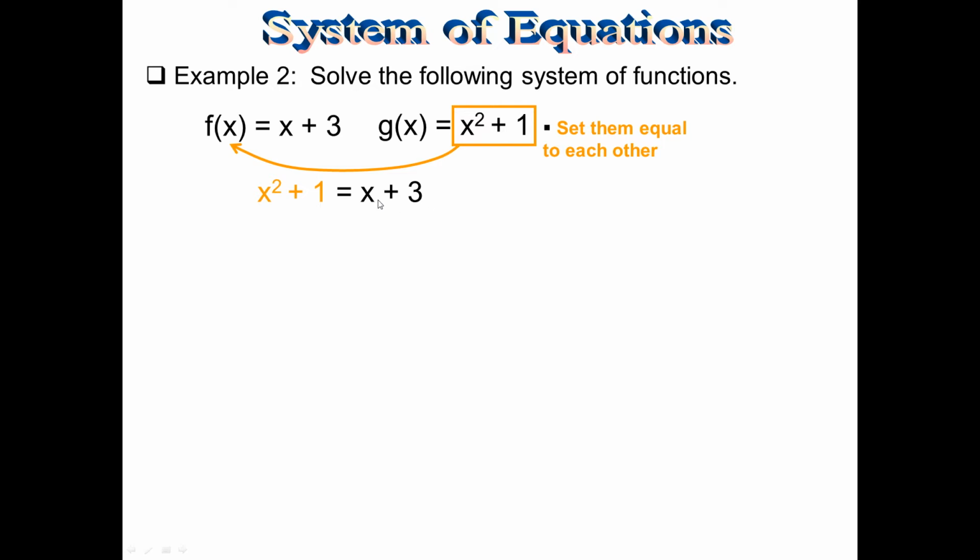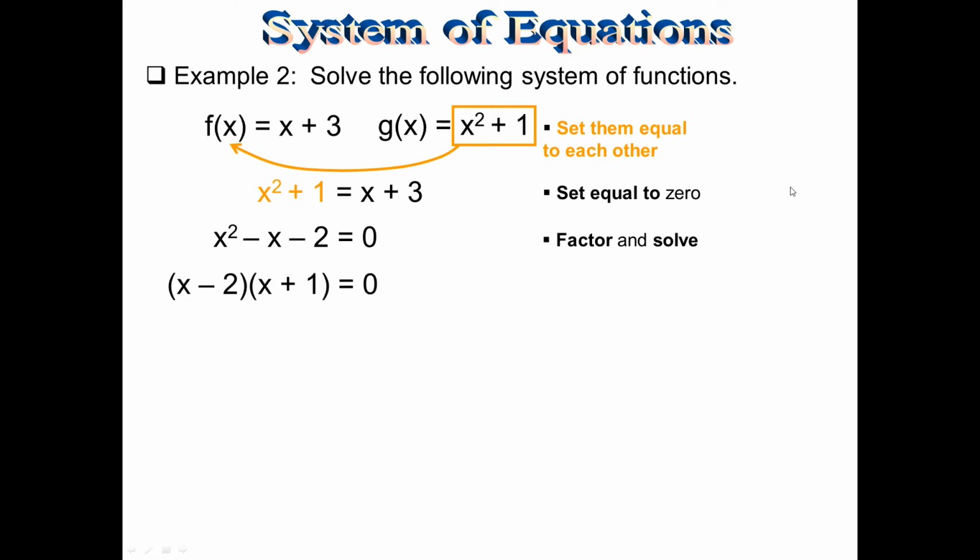Okay, in order to solve this quadratic equation, I need everything on one side of the equal sign set equal to 0. So I'm going to bring everything over here. So I brought this over, I got a negative x. I brought this over, and I got 1 minus 3, which is negative 2. Okay, now to solve this, I need to factor it. Okay, so if I was to factor, I'm going to get x minus 2 times x plus 1.